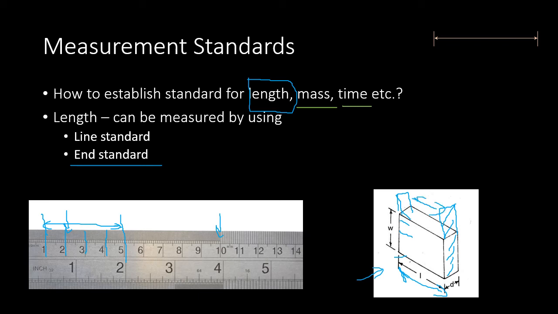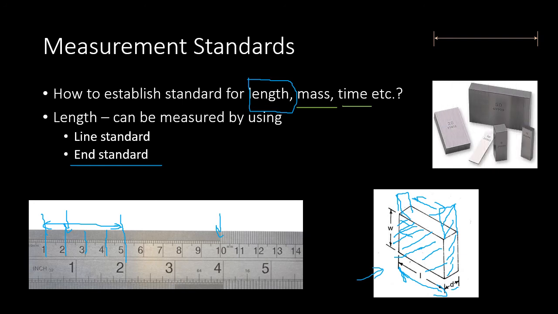Similarly, if you want to measure the distance d, then that would be the distance between this surface of this block and the one behind. So end standard means the distance between the end surfaces of a rectangular block which are parallel. An example of an end standard is a slip gauge. So these are all slip gauges.